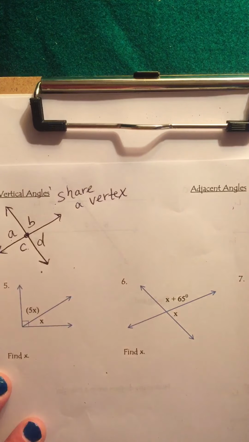Using a similar picture, adjacent angles are angles next to each other. We do have pairs of angles here. A and B are adjacent angles, B and D are adjacent angles, C and D and A and C are all adjacent angles.